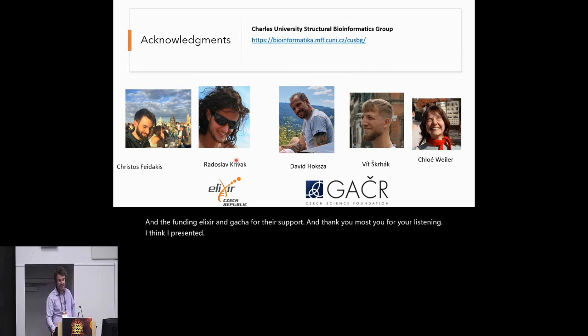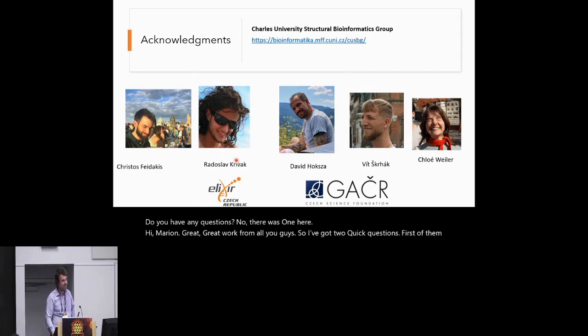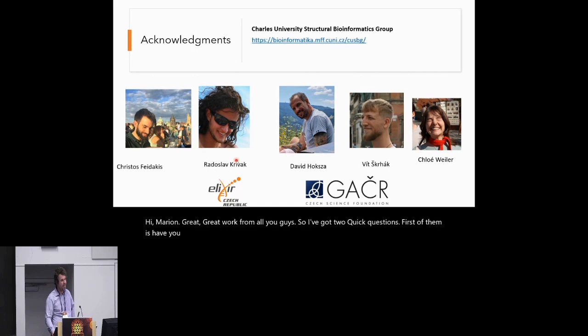Do you have any questions? There's one here. Hi, Marian. Great work from all you guys. So I've got two quick questions. First of them is, have you tried P2Rank on these 2,000 proteins that you have apo-holo pairs for, and how does the performance drop? And second is, for these 2,000 human proteins for which you have an apo-holo pair, how many of those, the proportion of those sites, actually change? So the proportion of those sites that are cryptic or that go through a change.